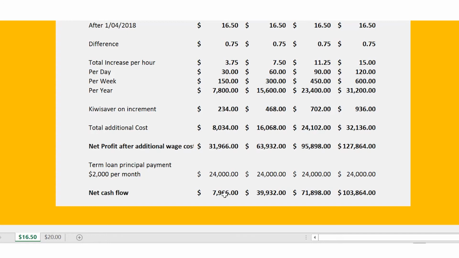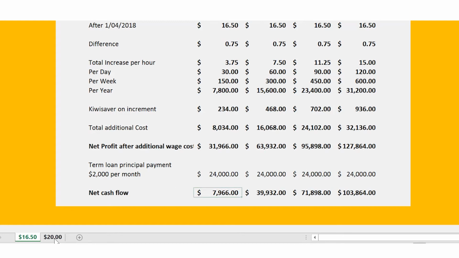So you end up paying the tax on the $31,966. But the fact is, you're going to have $7,966 in your pocket, and that's going to be the effect of it.